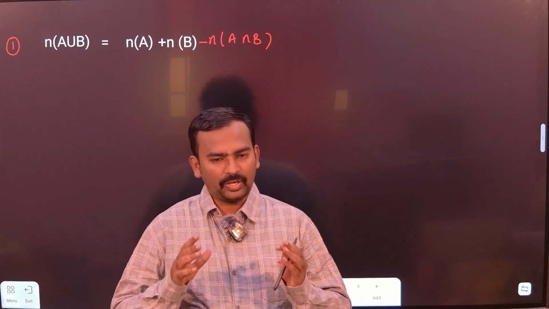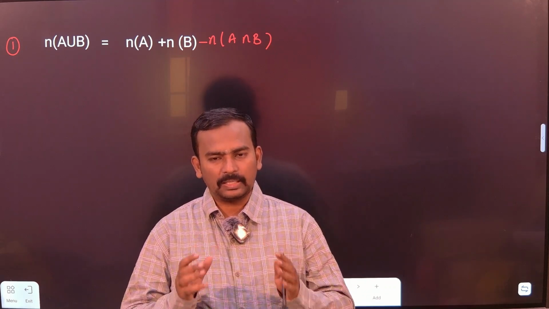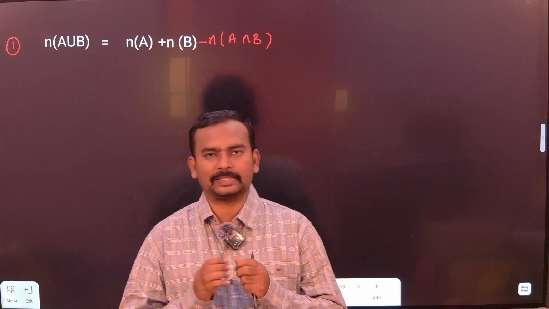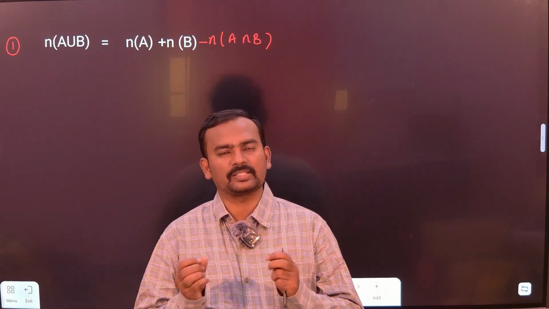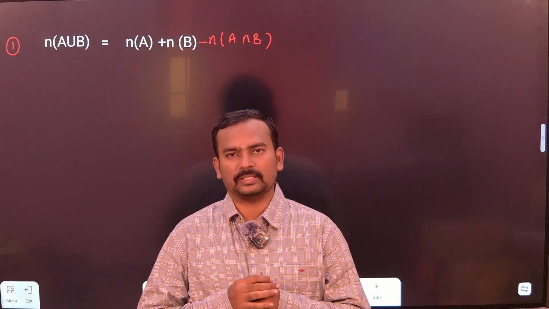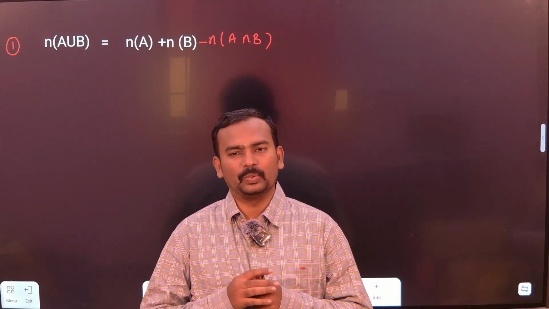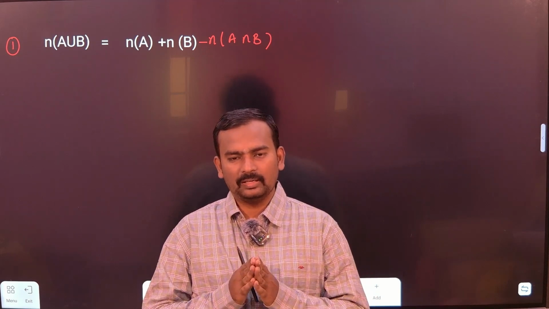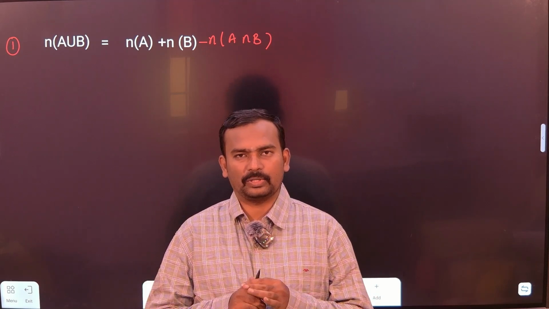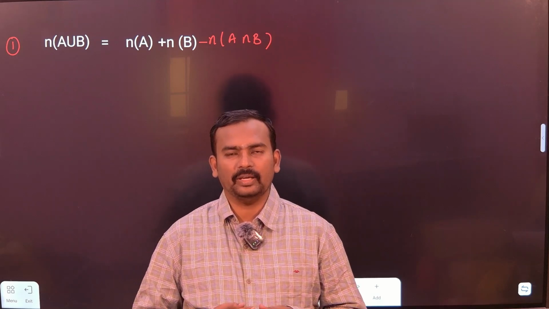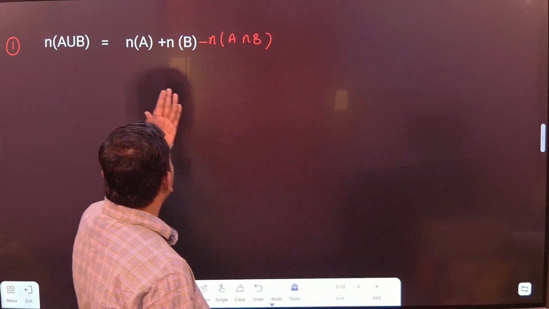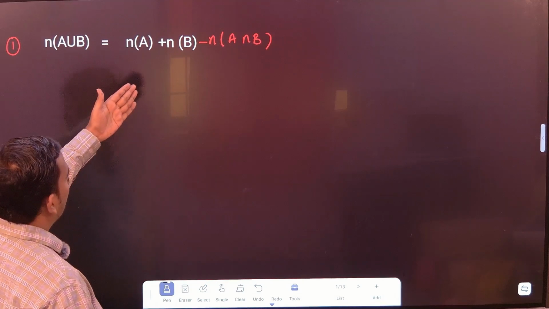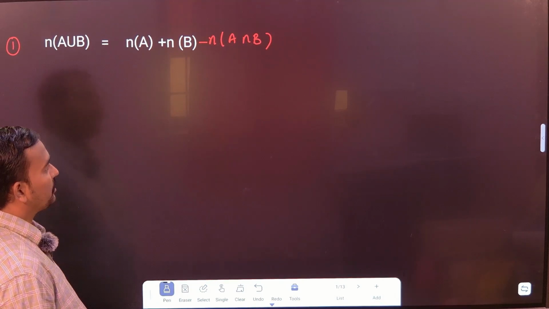Okay, so before going to discuss that, we have to understand the idea about at least one, exactly one set, exactly two set. We'll discuss that first, and then we'll discuss inclusion and exclusion, that means adding and subtracting. First, you can see the number of elements in A union B is equal to n of A plus n of B minus n of A intersection B.